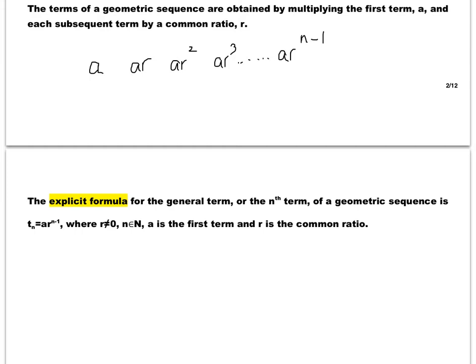Now the last term that we found was a times r exponent n minus 1. This is what we call the explicit formula. So the explicit formula for a geometric sequence is Tn = ar^(n-1), where n is the term number and starts from 1.